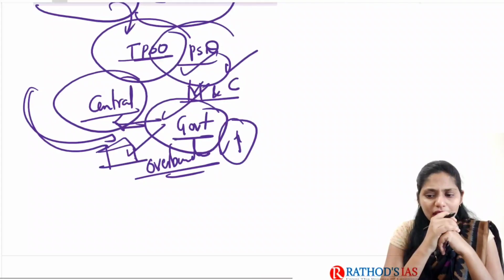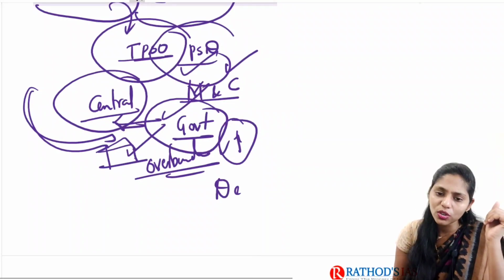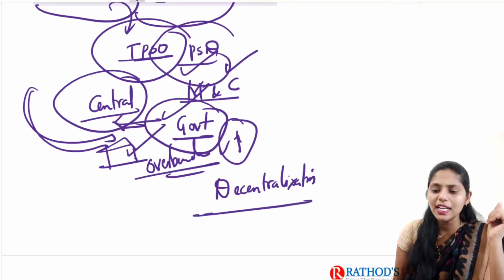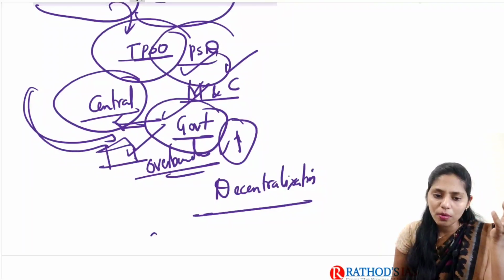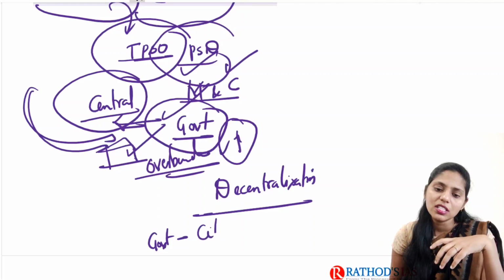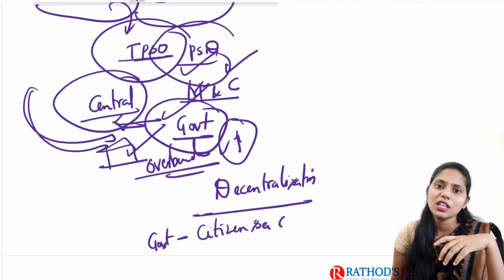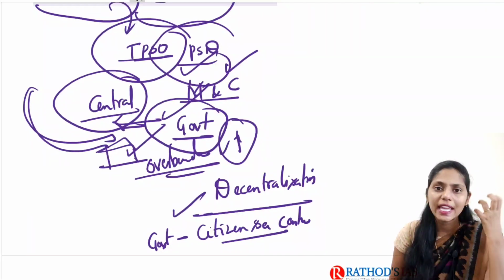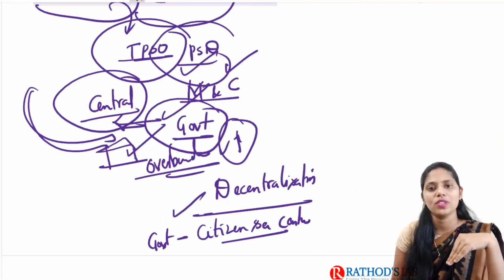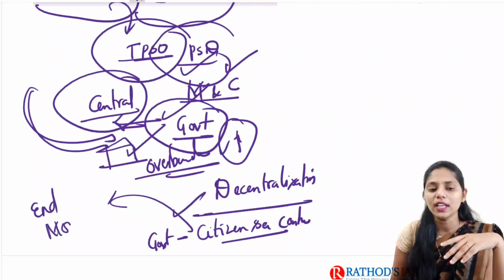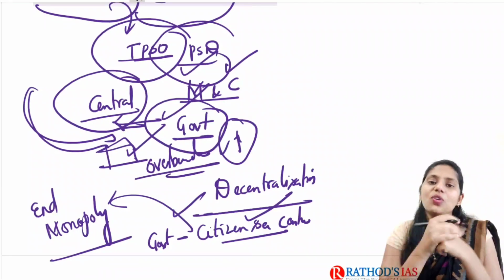So here, in the new age public services, we are mainly focusing on decentralization. The government recently came up with the concept of the citizen service center. People can visit this service center and get their work done here. Because of this, we are mainly focusing on ending monopoly through the citizen service center.